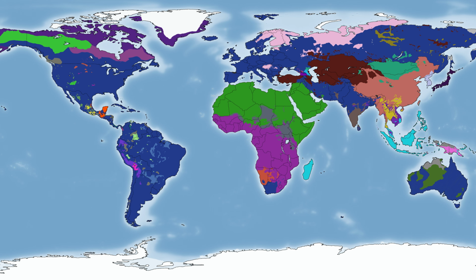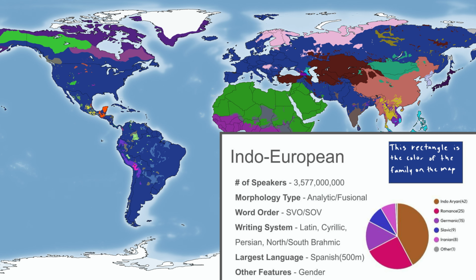The language family with the most speakers is the Indo-European language family. This family contains English, as well as many of the most famous languages in the world. There are around 3.5 billion native speakers of Indo-European languages. Most Indo-European languages are fusional, while some, like English and Persian, are analytic. I explained this in depth in my last video, but in general, analytic languages have shorter words, while fusional and agglutinative languages have longer words, and polysynthetic languages have the longest words.